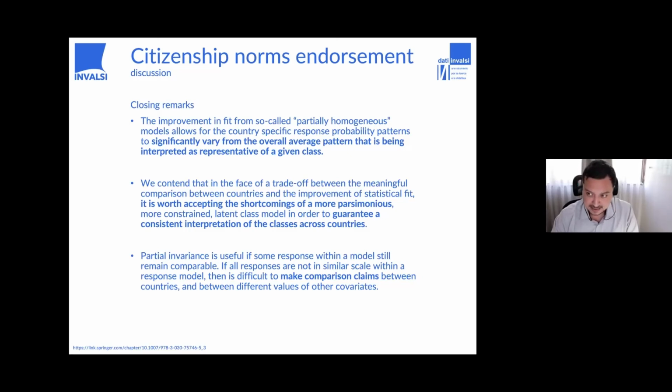In some cases, I think an in-between approach between the partially homogeneous one and the structurally homogeneous one is to use a partial invariance approach. That means we can allow some differential item functioning over a few of the items, which loses some generalizability, while conserving the generalizability to the rest of the items.